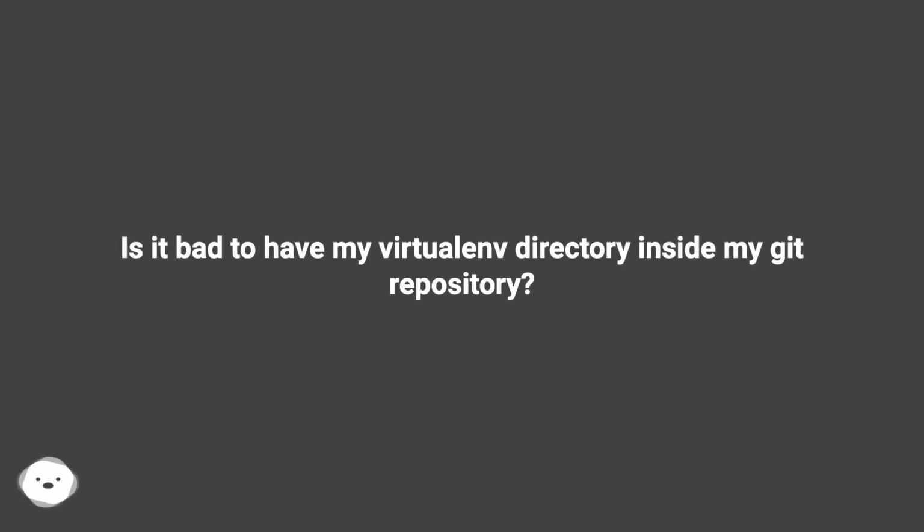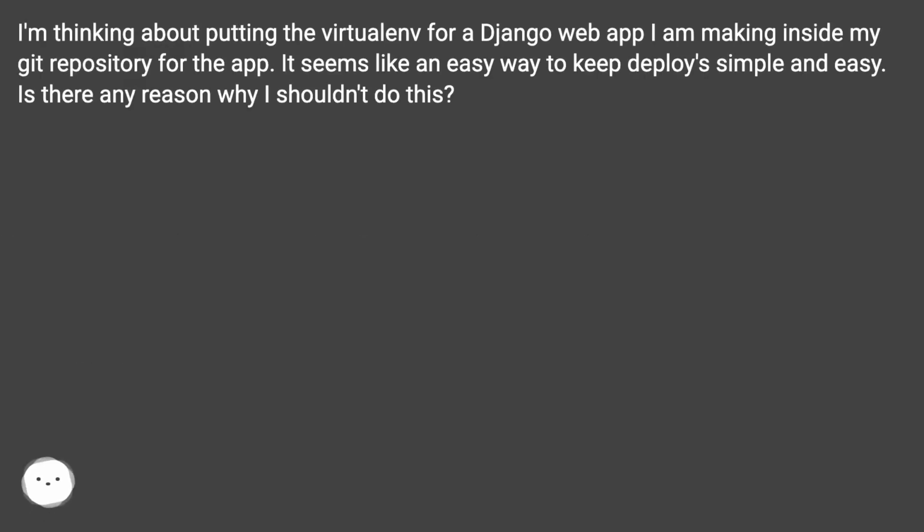Is it bad to have my Virtualenv directory inside my Git repository? I'm thinking about putting the Virtualenv for a Django web app I am making inside my Git repository for the app. It seems like an easy way to keep deploys simple and easy. Is there any reason why I shouldn't do this?